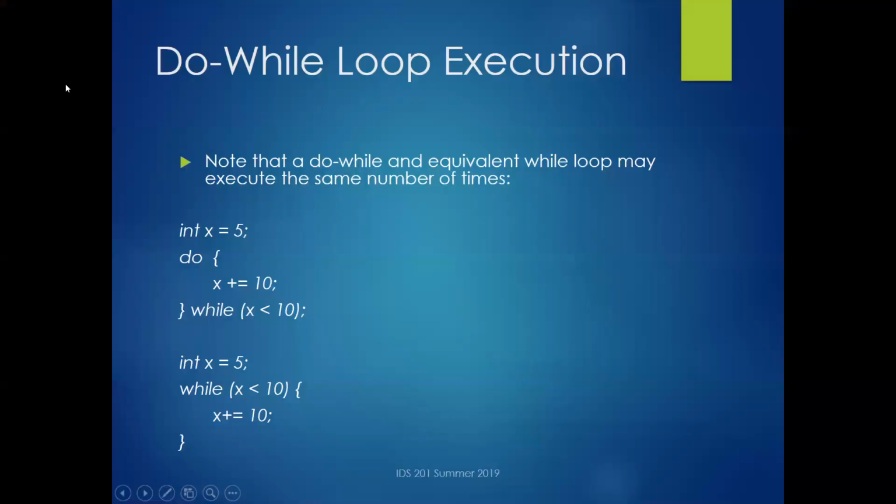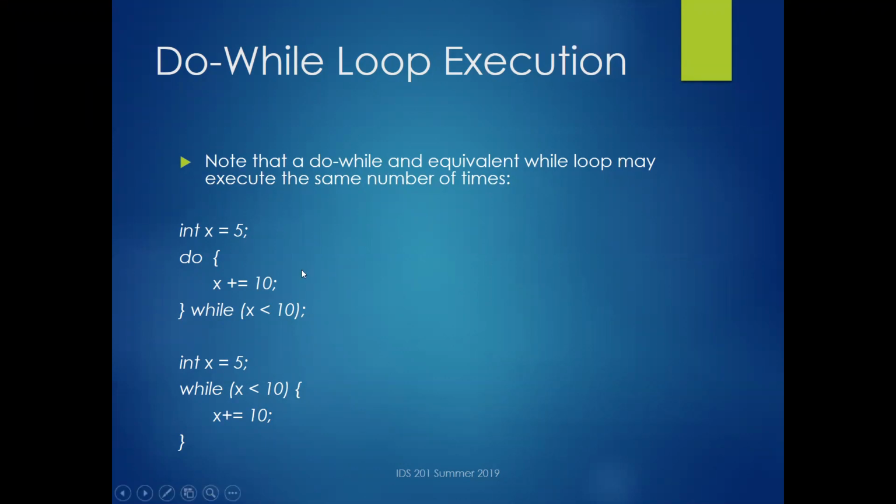Now, one thing that students often have trouble with: students on exams would often say, well, the difference between a while loop and a do while loop is that a do while loop will execute one more time than a while loop. But that's not necessarily true. In some cases it can be, but it's not automatically true.